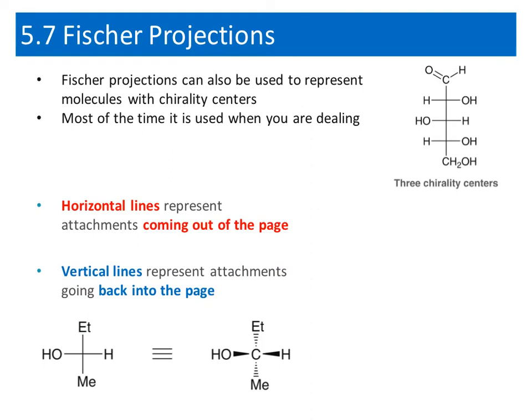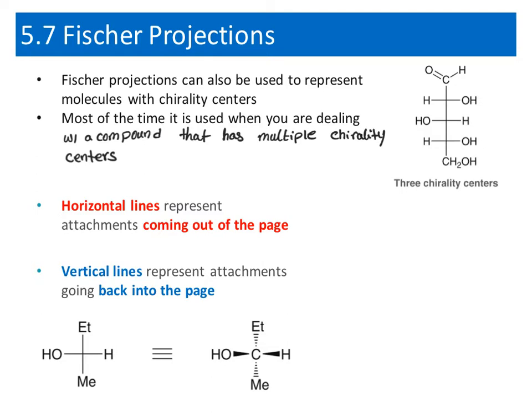Let's talk about Fischer projection. Fischer projection can also be used to represent molecules with chirality centers, and most of the time it is used when you are dealing with a compound that has multiple chirality centers. This is an example of a Fischer projection where we have 3 chirality centers.